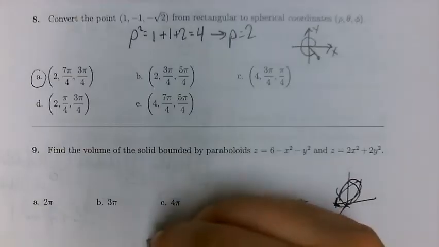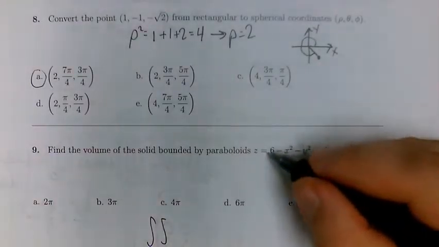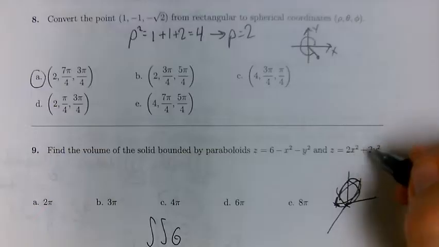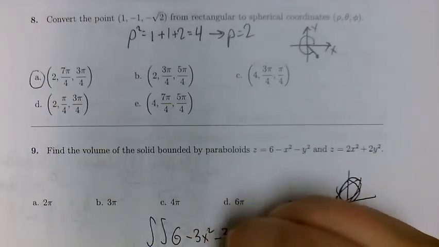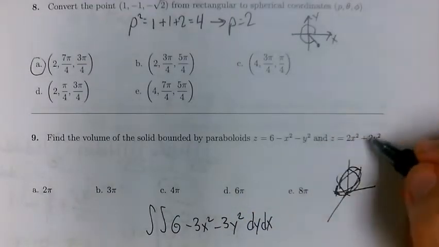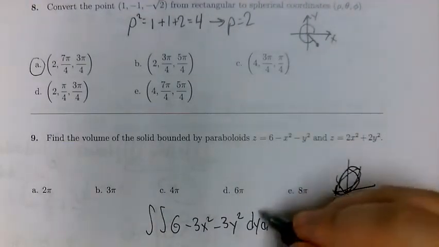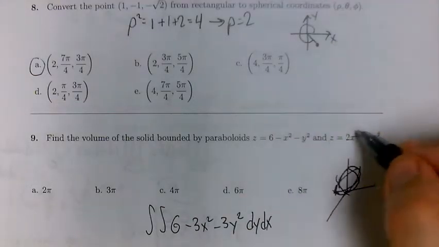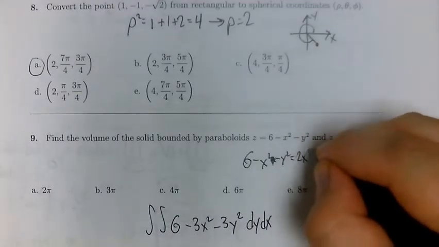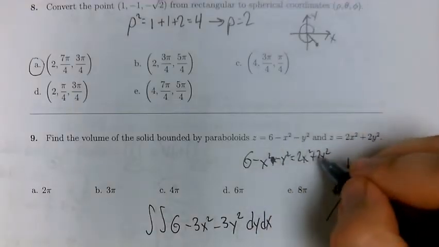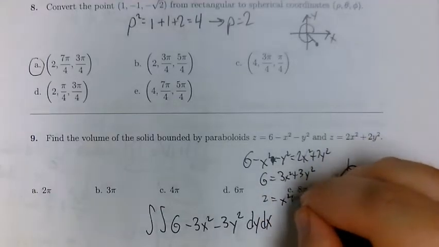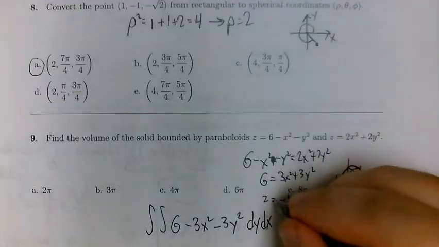All right, so let's find the volume here. Well, the volume enclosed between two surfaces is simply this surface minus the other one. So I have 6 minus x squared minus y squared minus 2x squared minus 2y squared. So that in total gives me this right here. Now let's see where these guys intersect. That will dictate what the bounds will be from this. So if I set these equal to each other, I have 6 minus x squared minus y squared is 2x squared plus 2y squared. So if I add x squared and y squared over, I have 6 is 3x squared plus 3y squared, aka 2 is x squared plus y squared. So this is a circle of radius root 2.